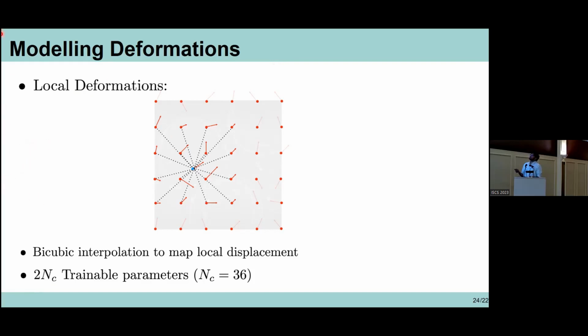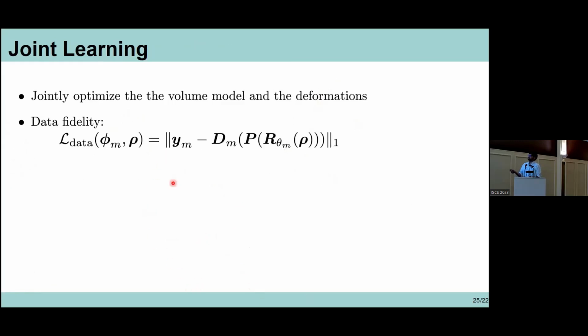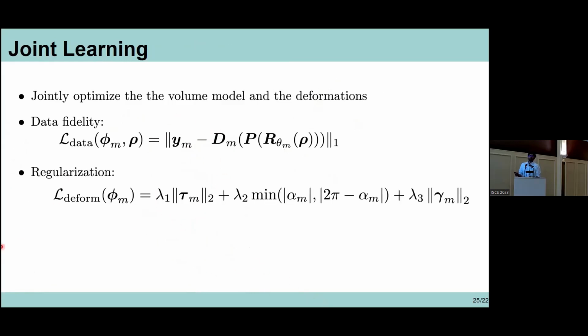So now we have the problem where we estimate the deformations as well as the volume. We jointly estimate both of them, learning both the volume model and the deformation. For this, first we have the data fidelity loss, which is just the forward model, which incorporates the deformations and the projection. And second, we assume that these deformations are small.